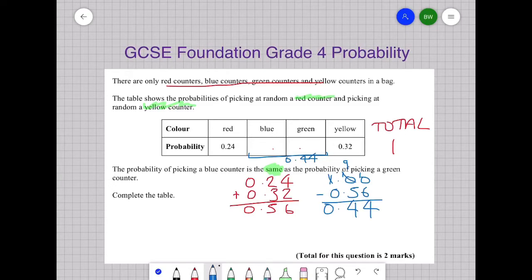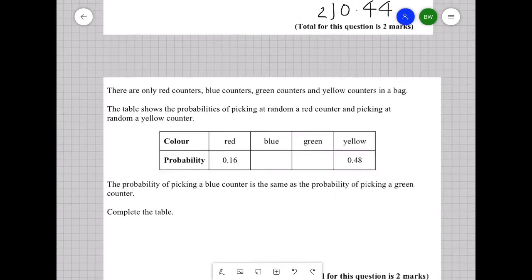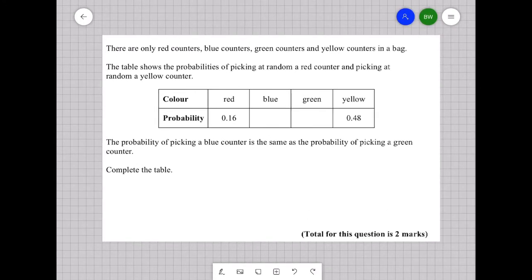Now it says the probability of picking blue is the same as the probability of picking green. So to work out that, I'm going to half 0.44 or divide it by 2. So 2's into 4 go twice, 2's into 4 go twice. So the probability of each of those is 0.22. Can you use that example to answer the question below? So pause the video now, give that a go, and then I'm going to show you the answer.